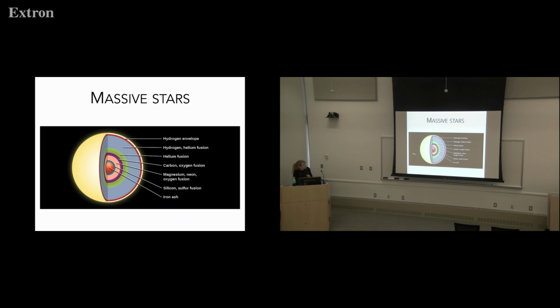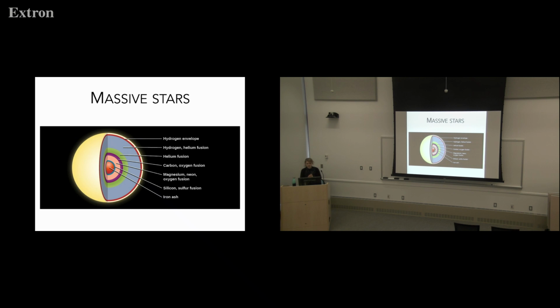And then within the interior of the star, we have convection. So in each of these shells, we have convection happening. So this is the opposite of the sun. In the sun, you have convection happening in the outer layers, whereas if you have a massive star, you have convection in the inner layers.